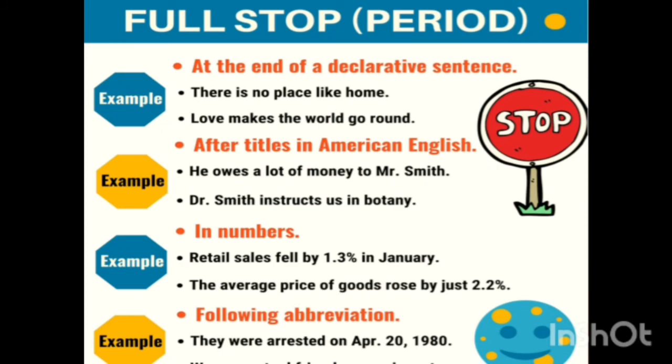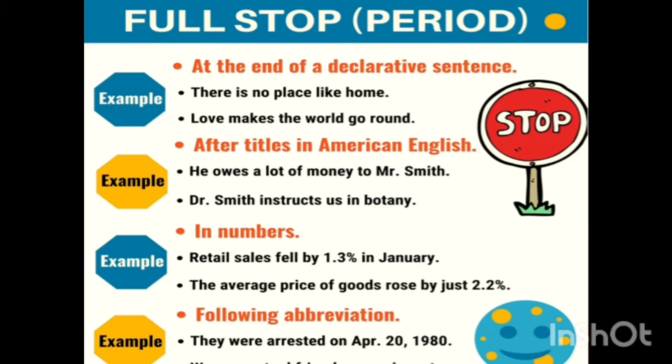Here is our last topic, punctuation. In punctuation, we are going to learn about full stop, period, where we put a full stop. Let's have a look. We'll put a full stop at the end of declarative sentences like, there is no place like home. We'll put it at the end of sentence number 2, love makes the world go round. We'll put it after titles in American English. Example, he owes a lot of money to Mr. Smith. Here, after Mr., we'll put a full stop. Dr. Smith instructs us in botany.